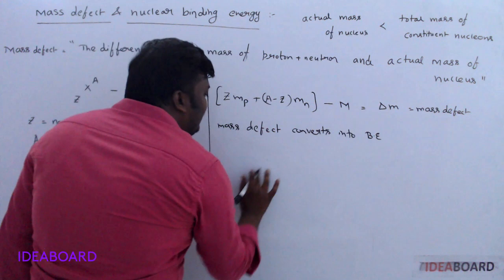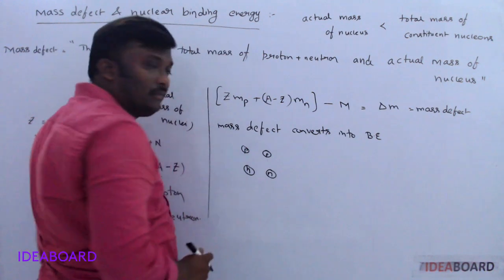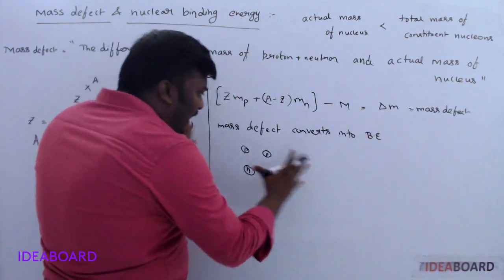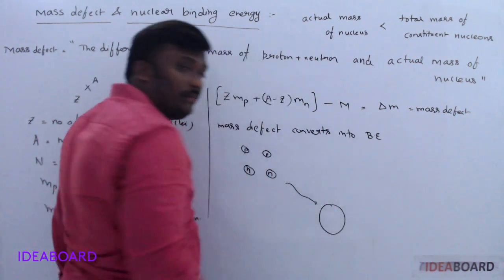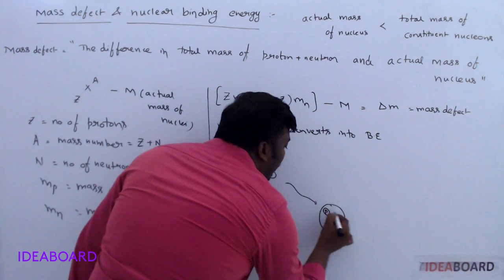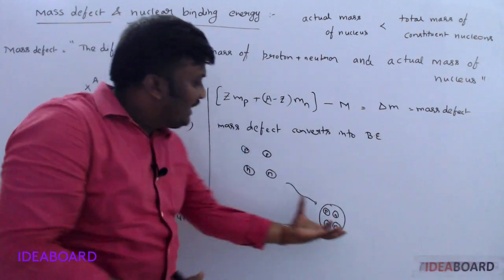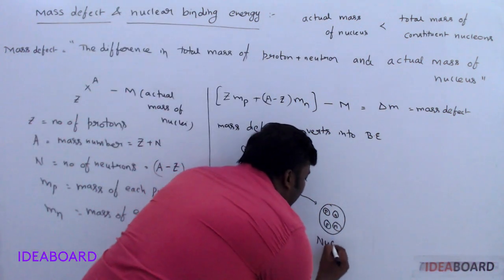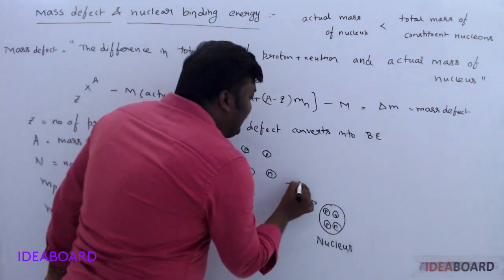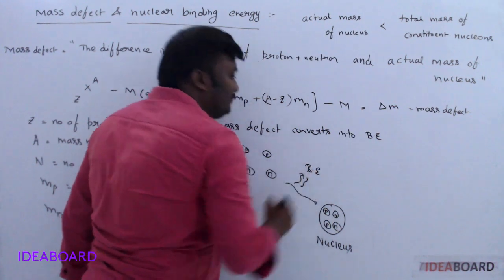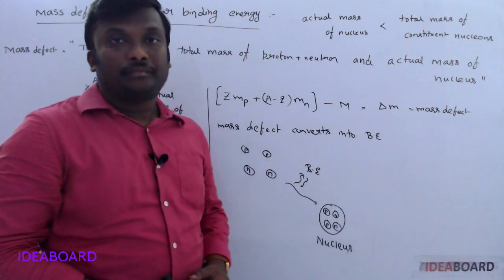Means, let us take some protons and some neutrons. They are different, and they all try to combine to form a nucleus. So in this nucleus we have the proton and neutron, individuals here. They are combined to form a stable nucleus. During this formation, they emit some energy, right? That energy is named as the binding energy. Clear?